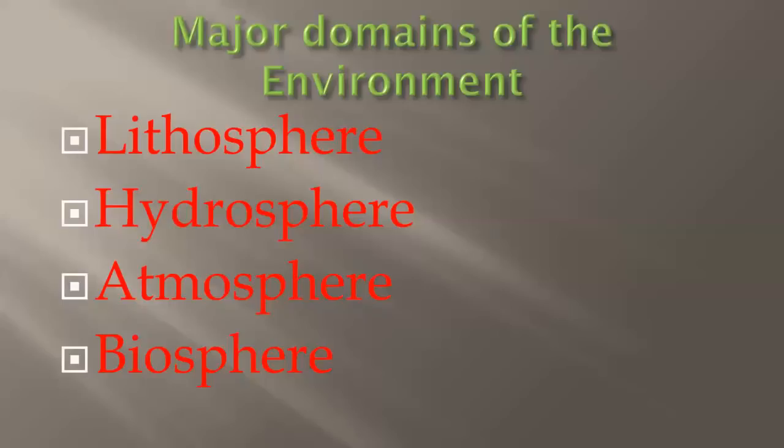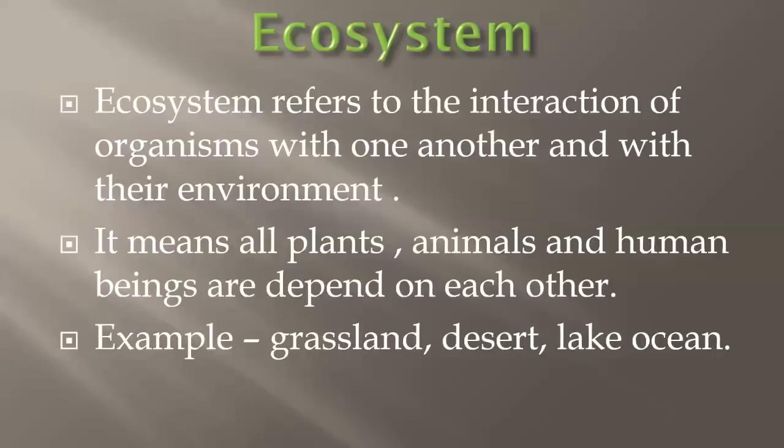Next part, major domains of the environment. The four major domains of the environment are lithosphere, hydrosphere, atmosphere, and biosphere. Then ecosystem. Ecosystem refers to the interaction of organisms with one another and with their environment. It means all plants, animals, and human beings depend on each other. Examples: a grassland, desert, lake, or an ocean.